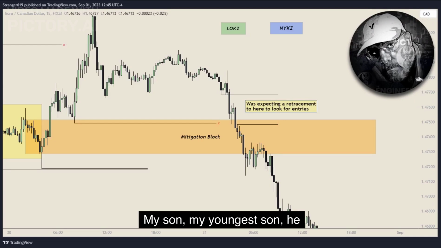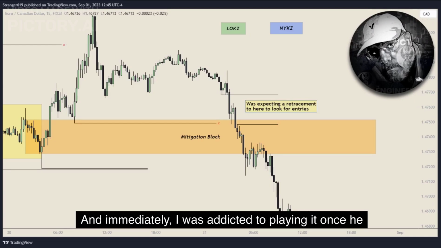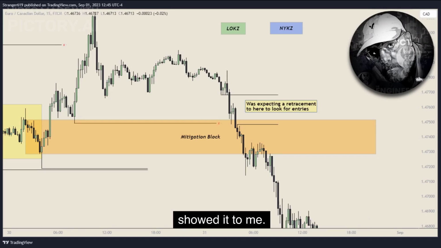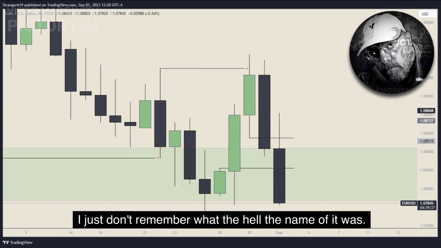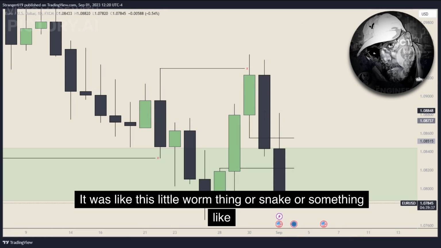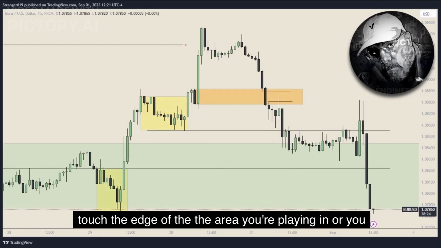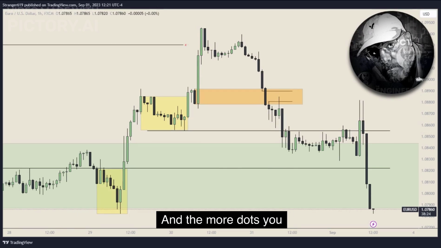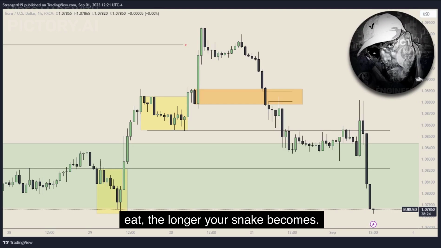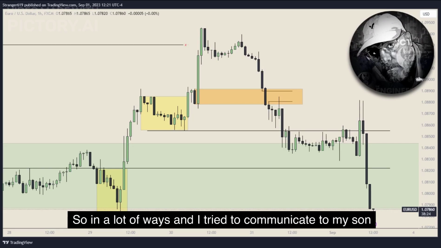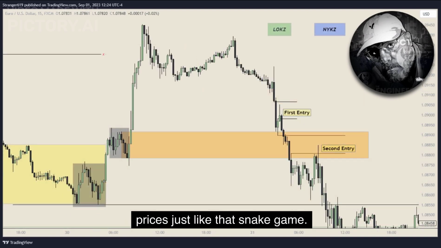My youngest son had this game on his phone. Admittedly, I was addicted to playing it once he showed it to me. I just don't remember the name of it. It was like this little worm thing or snake. You steer it around and you eat all these dots, but you can't touch another snake, or the edge of the area you're playing in, or you have to start all over. And the more dots you eat, the longer your snake becomes. I tried to communicate to my son when he was playing, I said, price is just like that snake game, where it just goes around constantly eating liquidity in bigger moves.